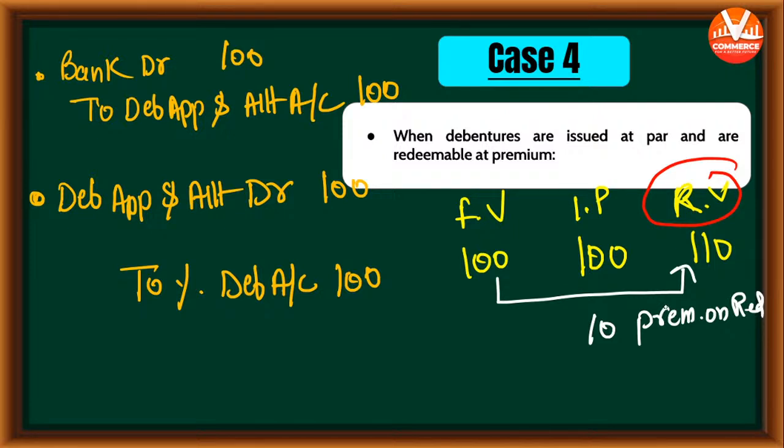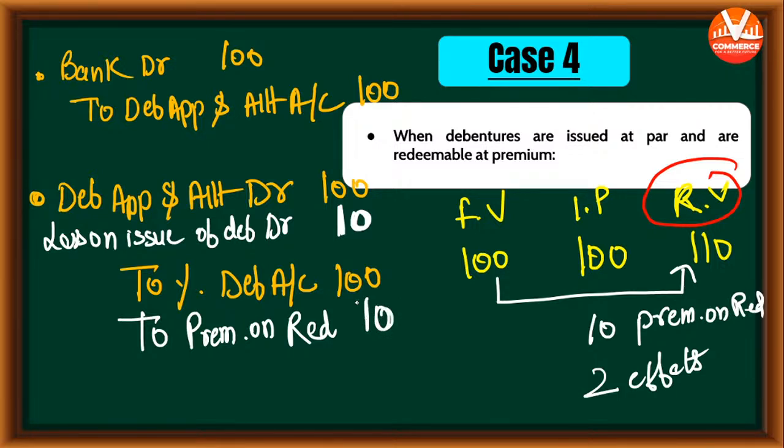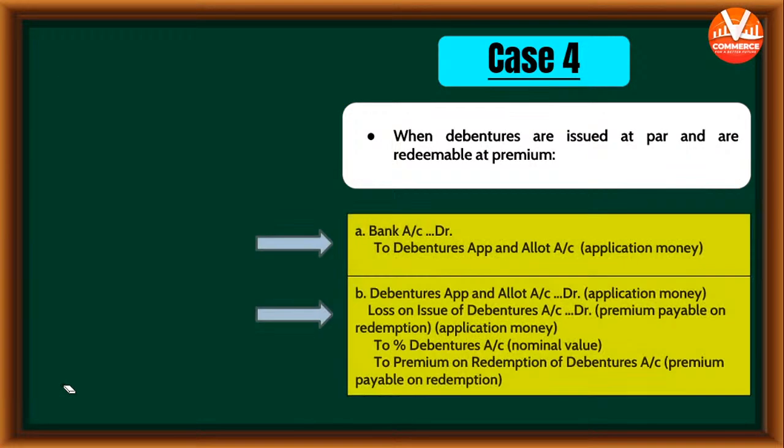And I told you, whenever there is premium on redemption, there are two effects. First, you will debit loss on issue of debenture as it is a loss for the company. So, loss on issue of debentures, debit 10 rupees, and you will credit premium on redemption as it is a liability that is payable in future. So, this is the second entry. Debenture application and allotment debit, loss on issue of debenture debit to percentage debenture, to premium on redemption. So let me show you the answer and here we have it.